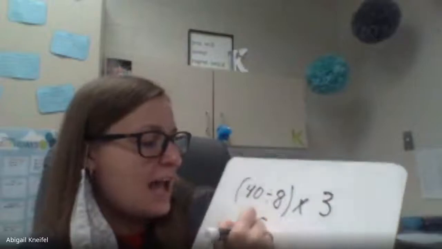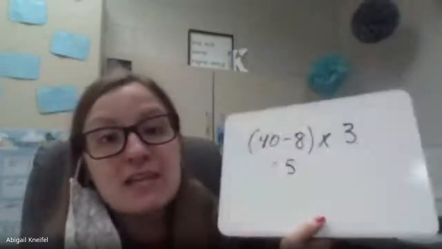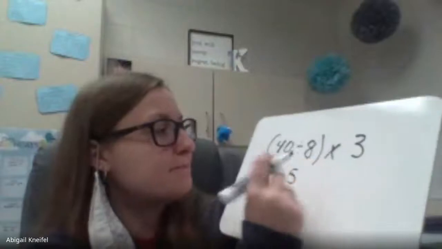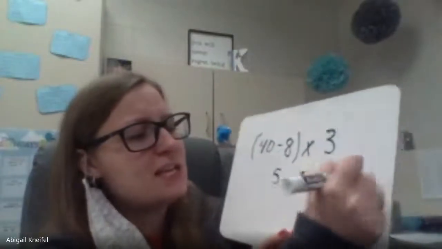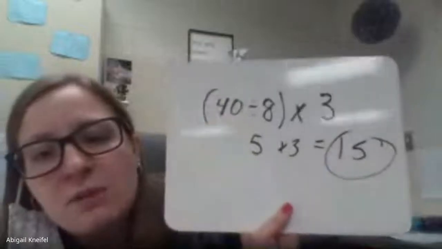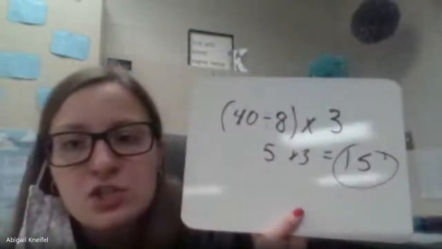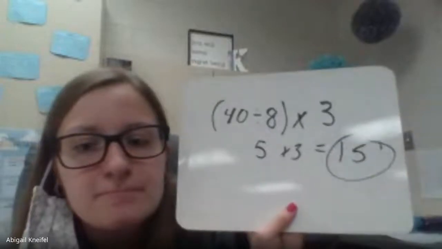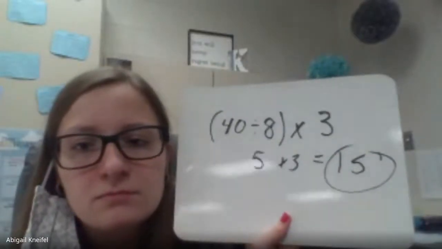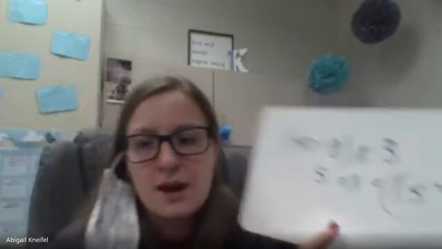Remember, I want to see some work, peeps. Okay. 40 divided by 8 equals 5. And if you know your multiplication facts, 5 times 8, you know is 40, so that's easy. And then I have 5 times 3 equals 15. Let me see your work, people. How'd you do? Give me thumbs up. I am seeing some good work. All right. Next one.